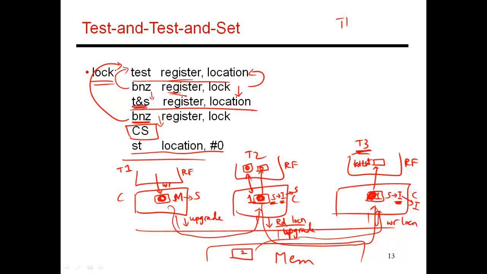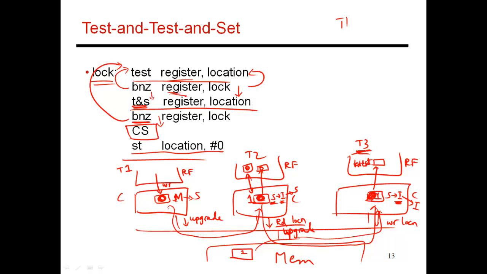As I said, it improves performance because for the most part, while one thread is busy doing its critical section, you're not generating much traffic on the network. Everyone is just quietly spinning and examining a value in their own cache. It's only when the lock gets released that all hell breaks loose, and everyone is trying to acquire the lock, and so there's going to be heavy traffic for that brief period of time.